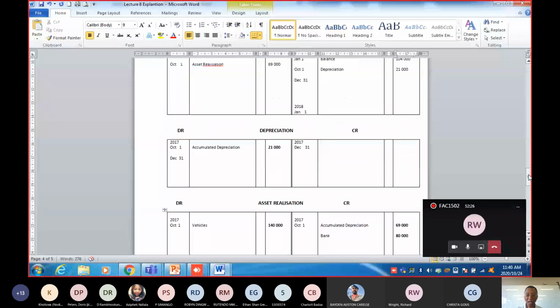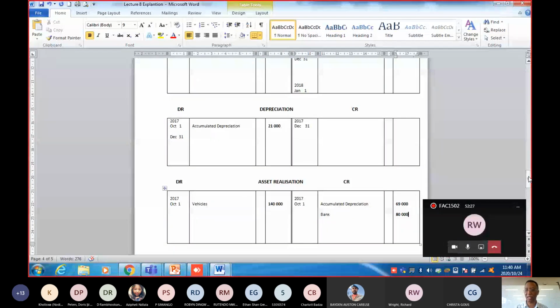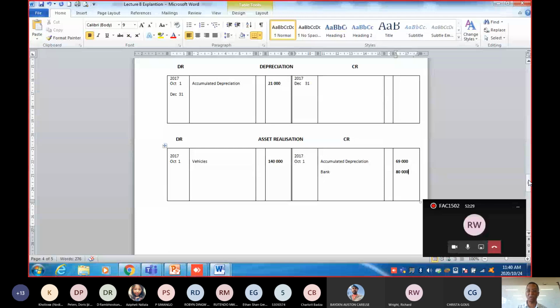In the last step with the asset realization, we must calculate whether we made a profit or a loss. We have calculated the profit of 9,000 Rand. To record this, debit your asset realization account with an account called profit on the sale of an asset.